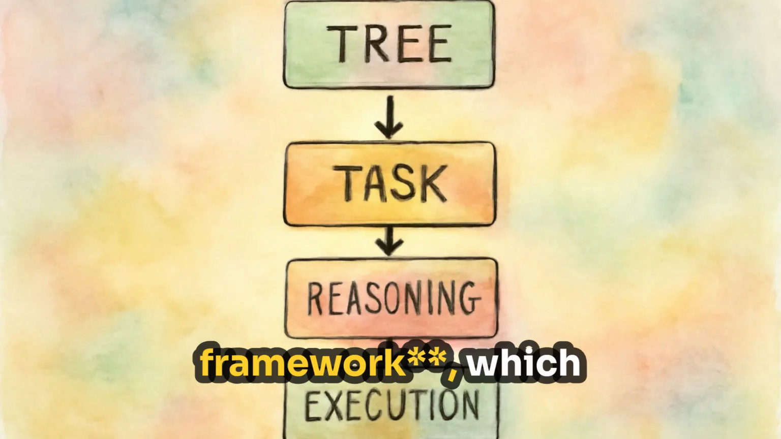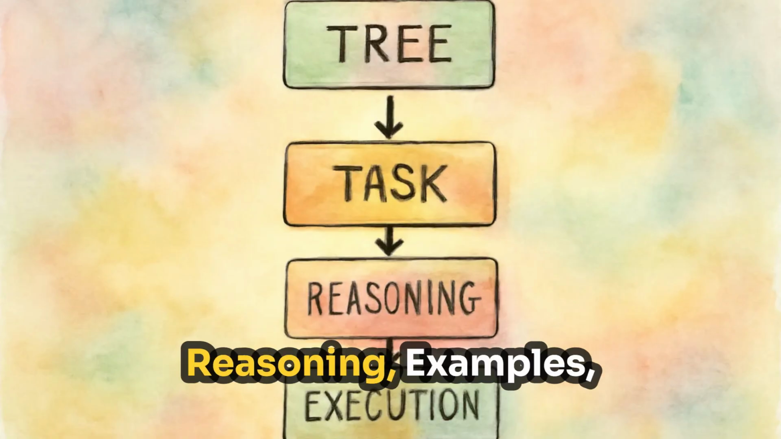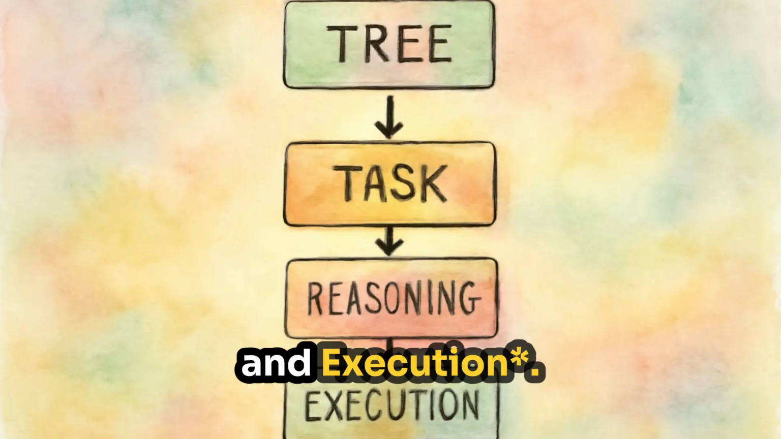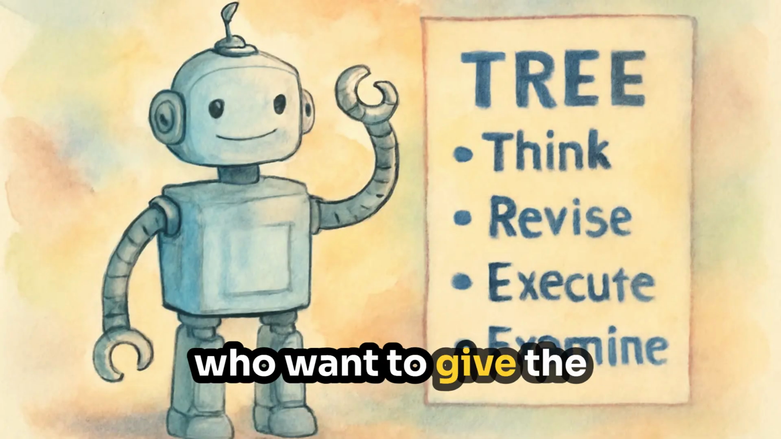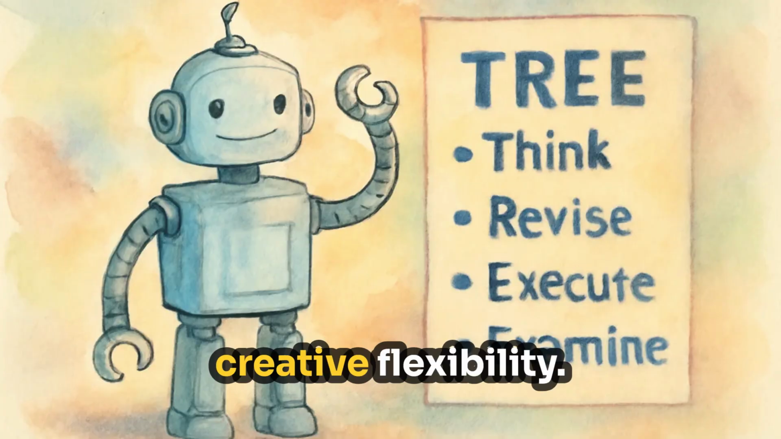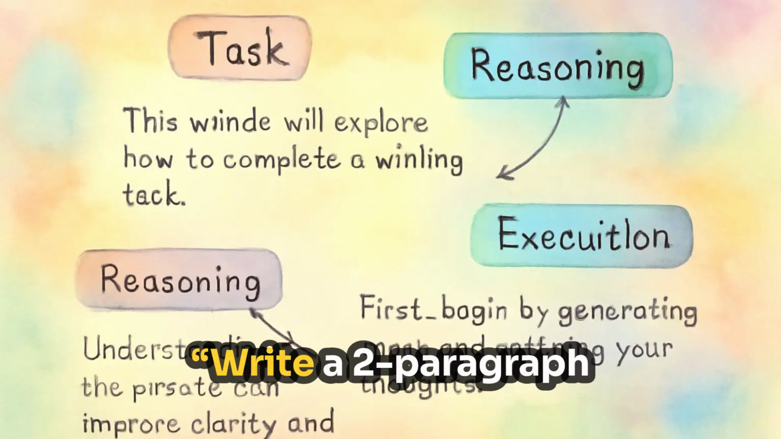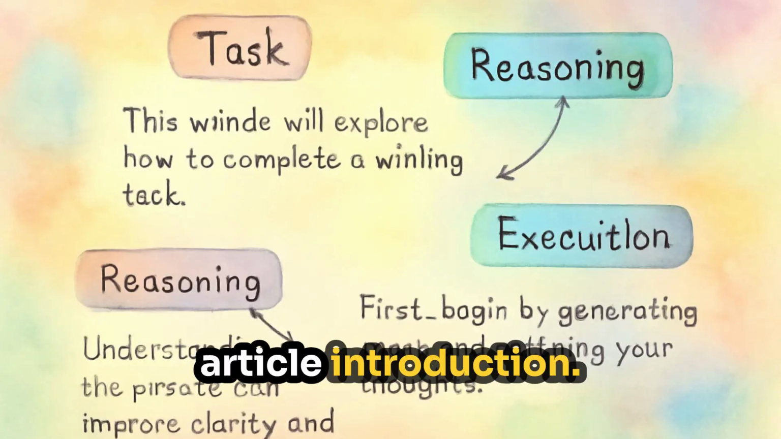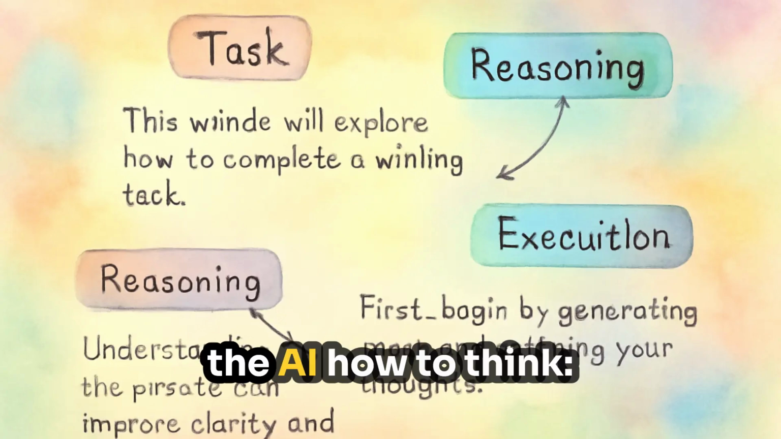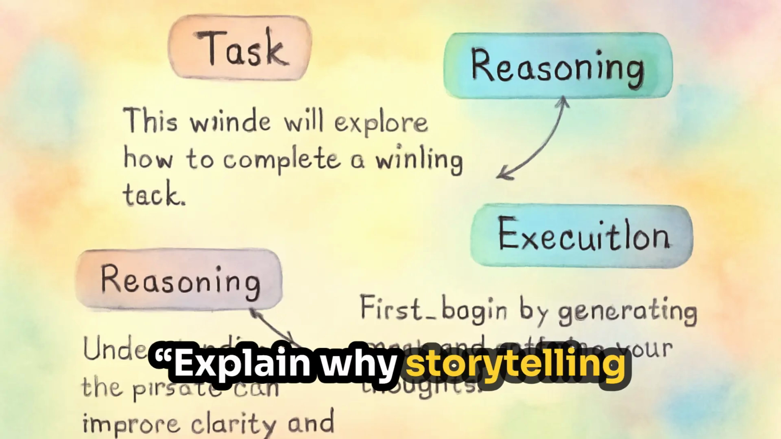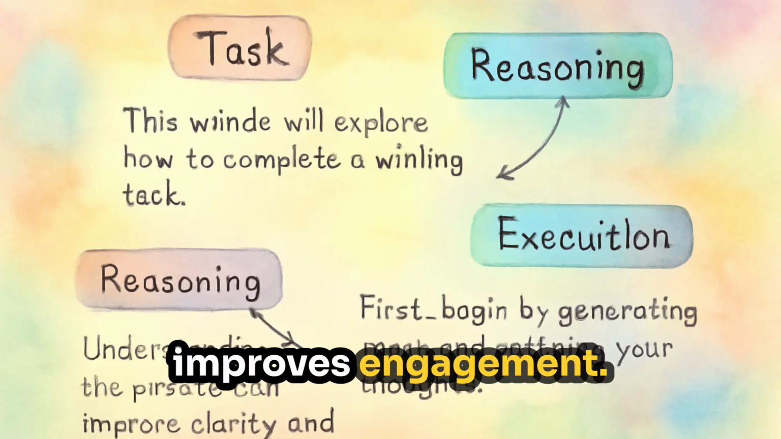Next is the Tree framework, which stands for Task, Reasoning, Examples, and Execution. This is perfect for users who want to give the AI both structure and creative flexibility. Task defines what you want. Write a 2-paragraph article introduction. Reasoning tells the AI how to think. Explain why storytelling improves engagement.